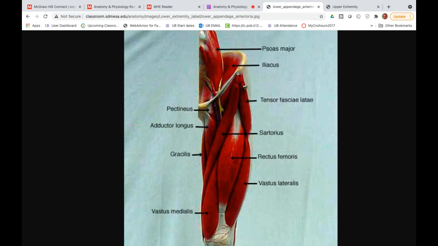Okay, what was the other muscle that originated on the ASIS? I call it the Starbucks muscle. It's the tensor fascia latae, right? Or tensor fascia lata. TFL is how it's abbreviated. But it originates on the ASIS, comes down and inserts.